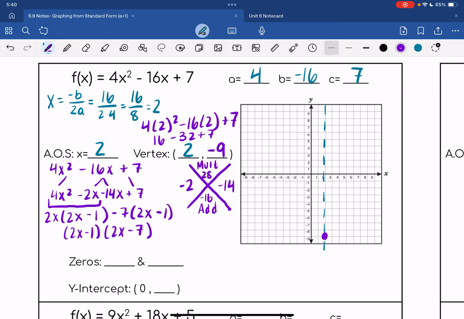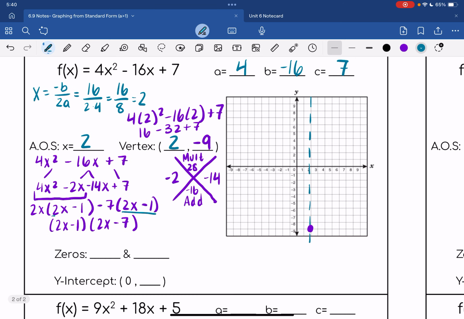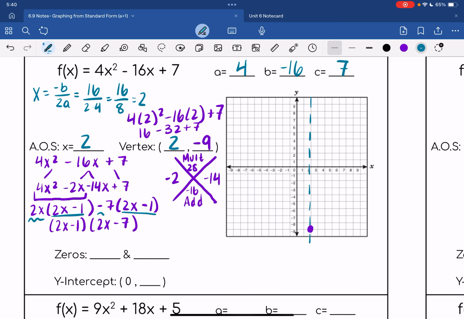So my 2x minus 1, I went through that kind of fast. My 2x minus 1 came from here. 2x minus 1, 2x minus 1, those match. So that's my first factor. And then my 2x minus 7 comes from here. All right, now I need to set each of those factors equal to 0.